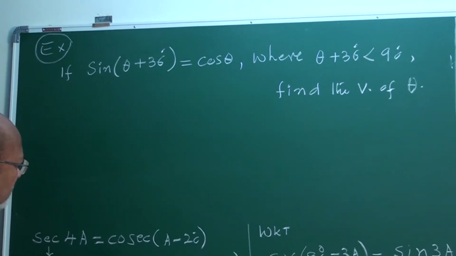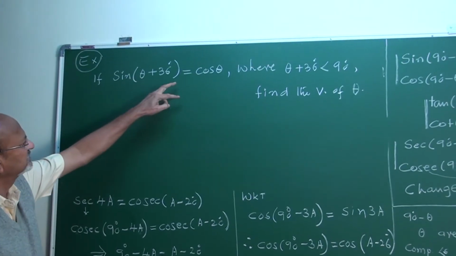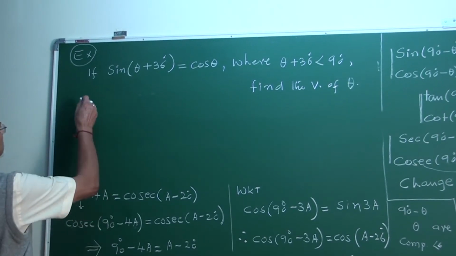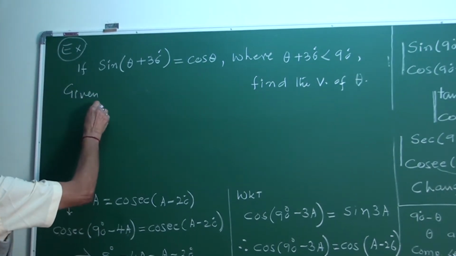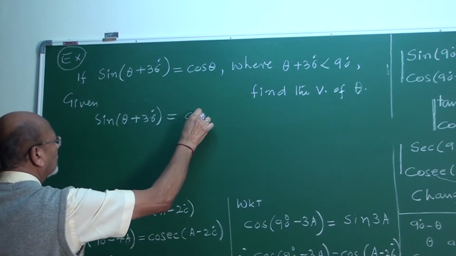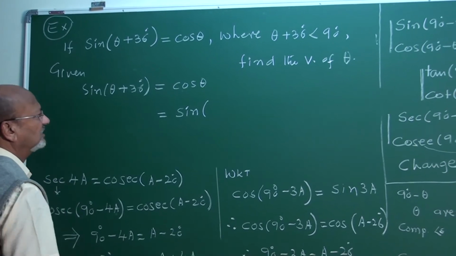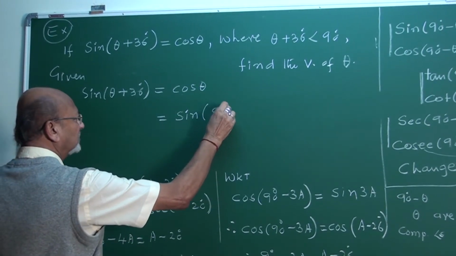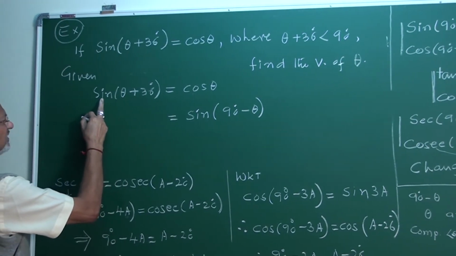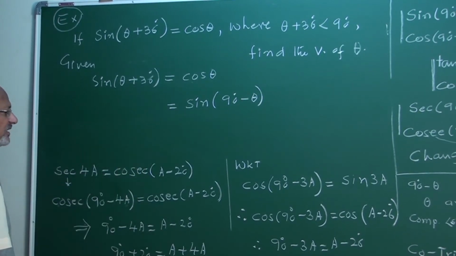Here, what is given? Sec 4A equals cosec, this 4A on this side, this cosec. But in this case, sine of theta plus 36 degrees is cos theta. So while writing, you must write: given sine of theta plus 36 equals cos theta. Yes, my friend, you change this cos to sine. I would replace this angle by 90 minus theta. Then sine and sine, both in LHS and RHS, are the same, so you can equate angle in LHS equal to angle in RHS.